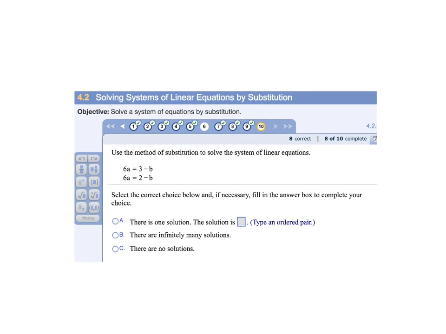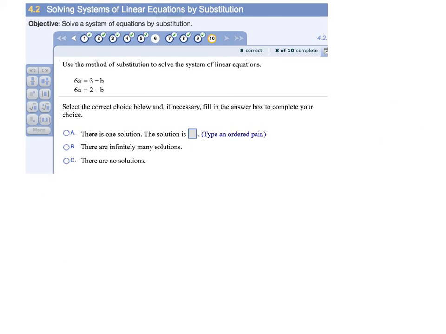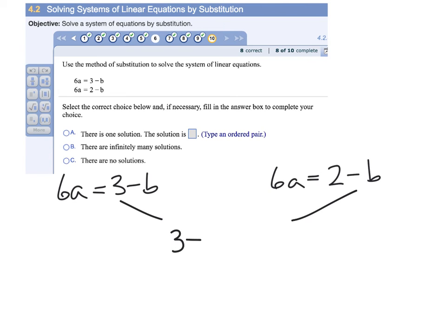And the last series of equations is kind of an interesting one, because this says 6a is equal to 3 minus b, and the other one is 6a is equal to 2 minus b. So that means they're both equal to 6a. So we can combine these and say 3 minus b is equal to 2 minus b.